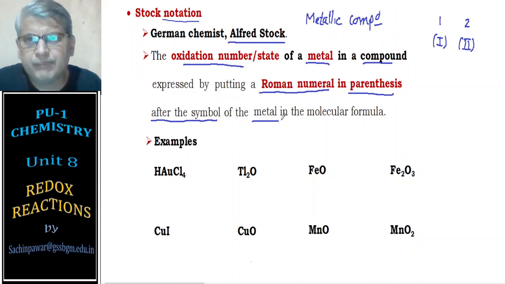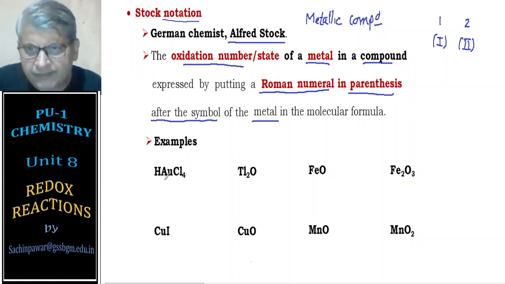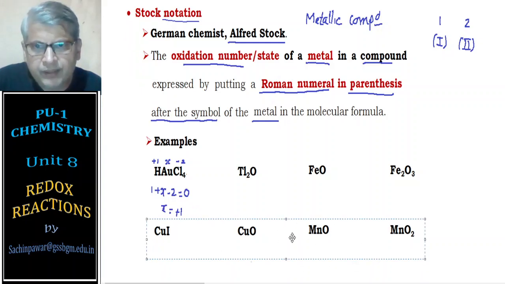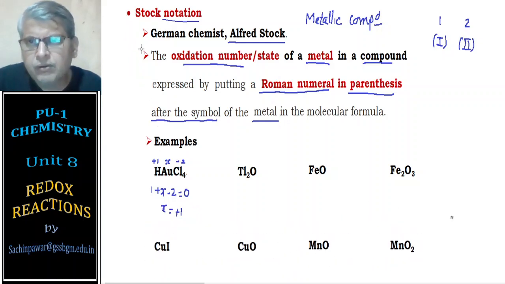Let us try out some examples here. The first example, if I take gold here, I want to first find out the oxidation number. Here chloride ion is -1, hydrogen is +1, and this is X. So if I say X, then it is a molecule, therefore 1 plus X minus 2 is equal to 0. So X is equal to +1 state. So if X is equal to +1, then I can write the Stock notation for this. Very simple.